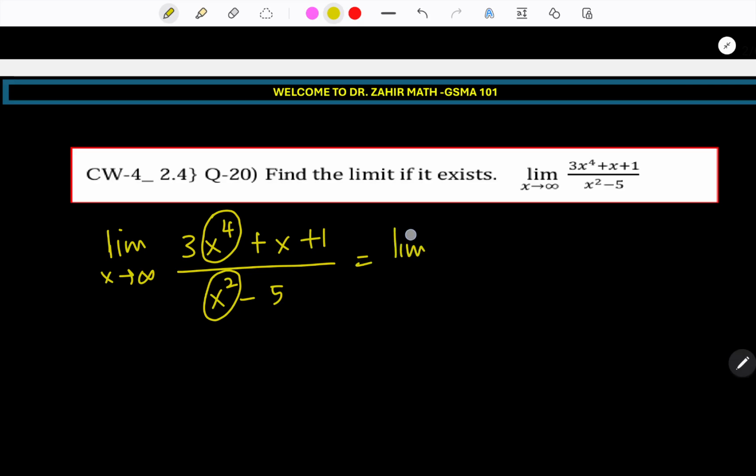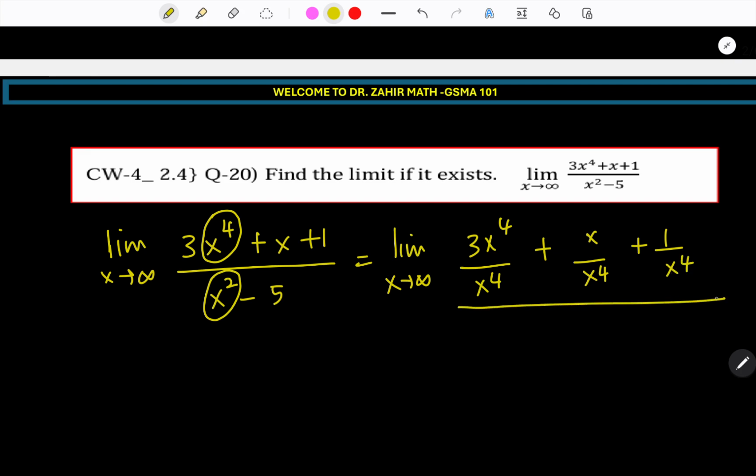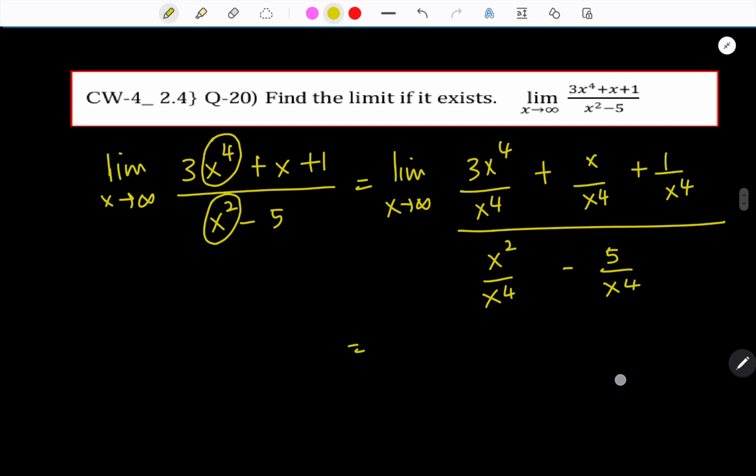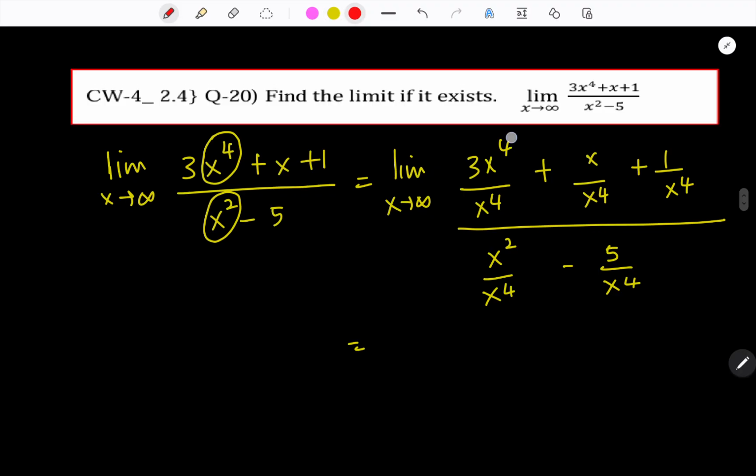So this equals the limit as x tends to infinity of 3x^4 divided by x^4, plus x divided by x^4, plus 1 divided by x^4, over x^2 divided by x^4, minus 5 divided by x^4. The simplification gives: here x^4 gets cancelled, so we get 3. Then x^2 gets cancelled with x^4, so we get x^2 in the denominator.